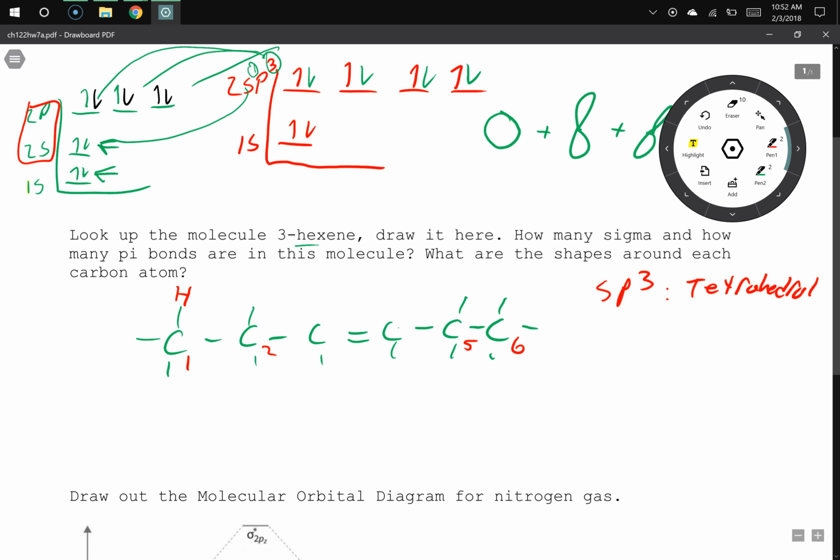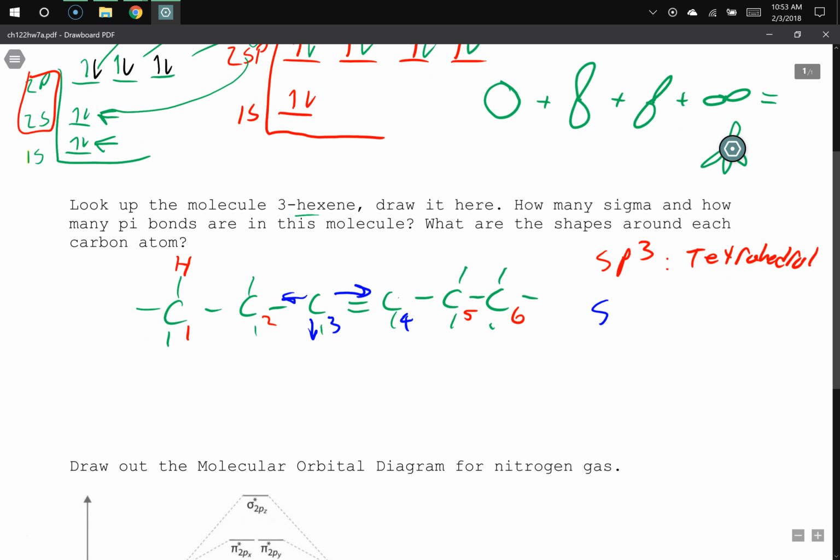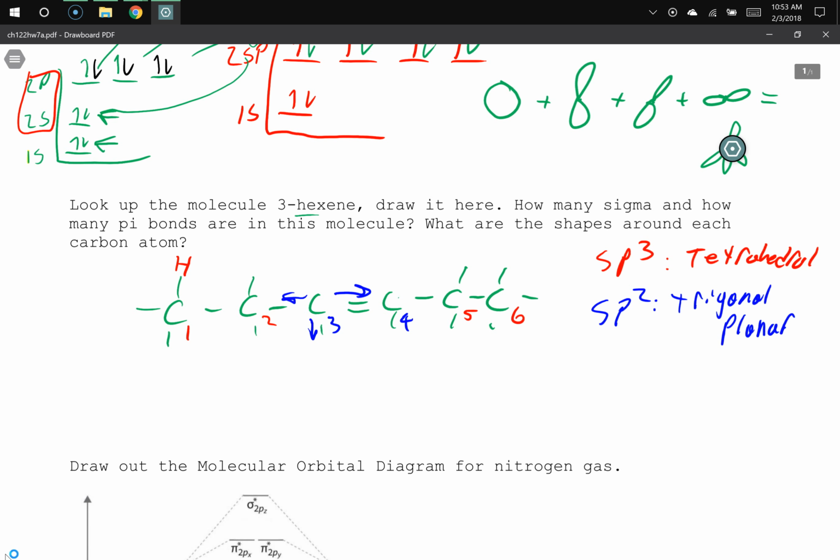But carbons number 3 and number 4 are only connected to 3 different things. Carbon number 3 is connected to that hydrogen, that carbon, and that carbon twice. And the same kind of situation happens with carbon number 4. So what we have here is sp2, and this is trigonal planar. This would provide a kink in the middle of this 6 carbon chain molecule.